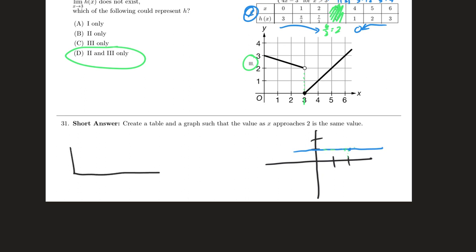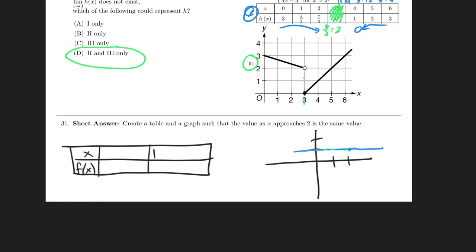And then I just need to mimic the same thing with a table. My x values need to get close to 2, so I can do like 1.99, 2.01, 2.1. All right, those values are getting close to 2. And I want the y values to be getting close to 1, so it matches this one. So I can just do like 0.99, 1.01. So as my x values get close to 2, my y values get close to 1. All right, so that's how you can do this. Just make sure the table and the graph are saying something similar.